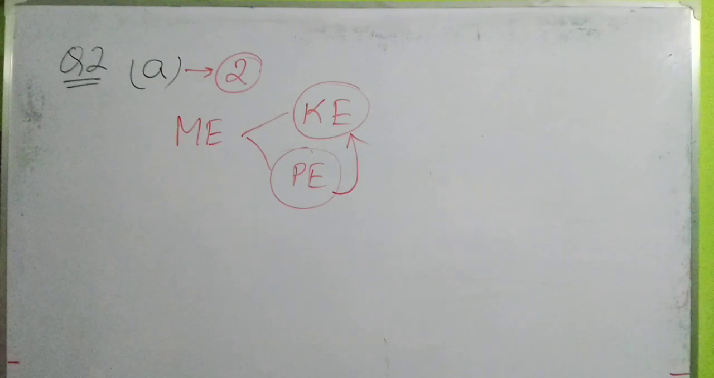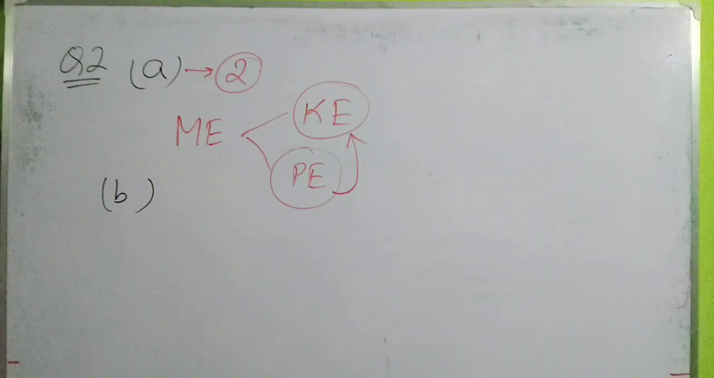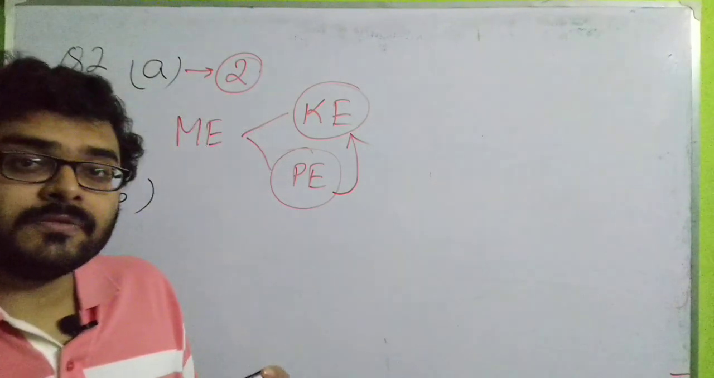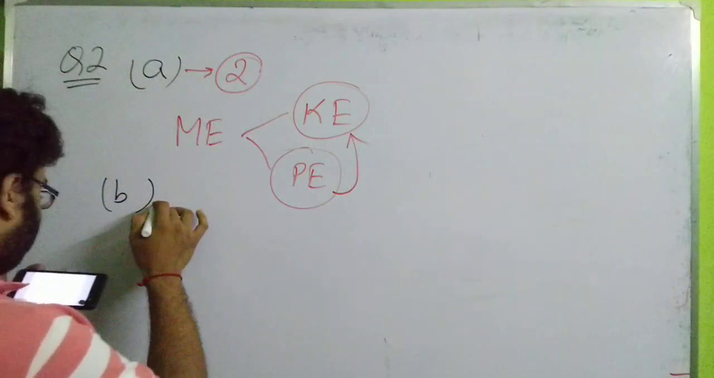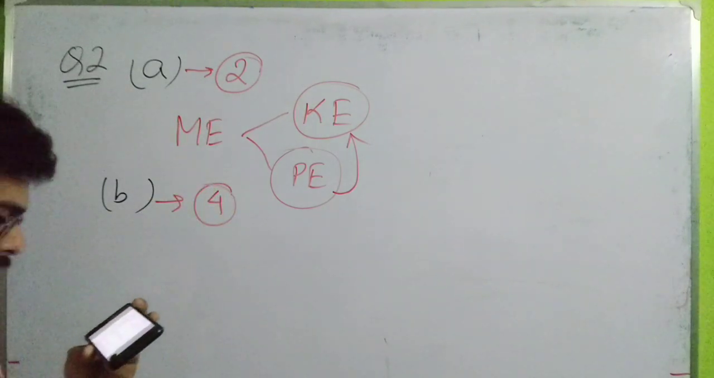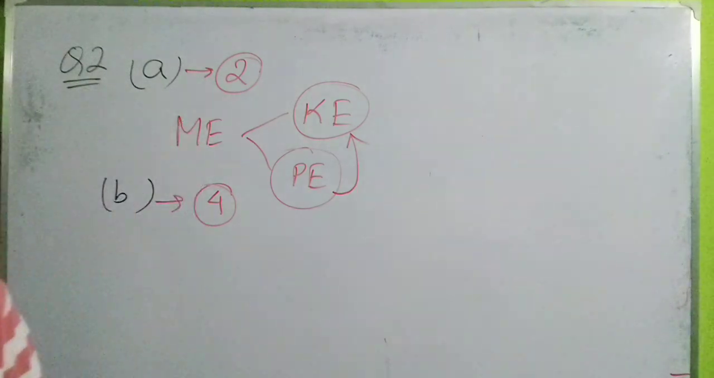Now let us quickly move on to question number 2 subpart B. 1 horsepower is equal to, this is also a theoretical question. I think you have read it in your book, 1 horsepower is equal to 746 watt. So this turns out to be option 4. 1 horsepower turns out to be 746 watt. Okay, so it is clear.